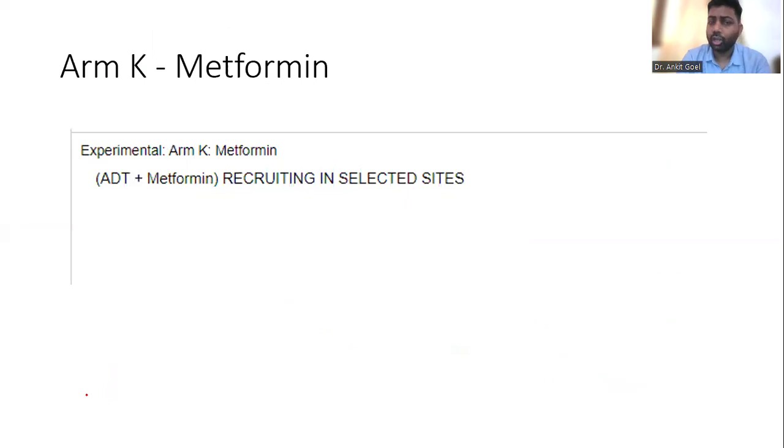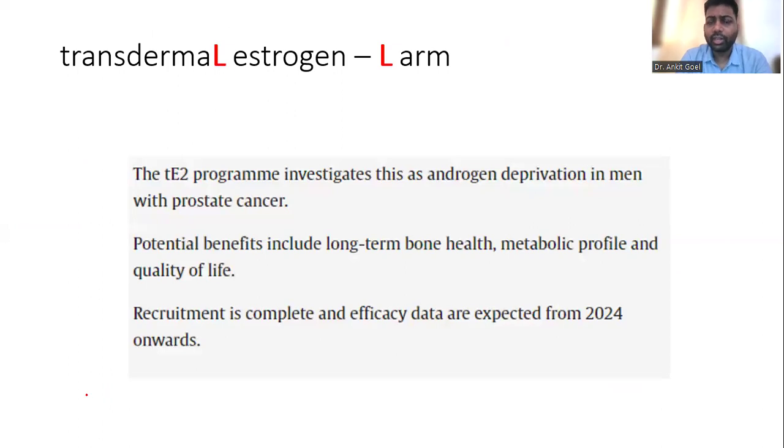The list, that is the arm K metformin, the recruitment is still ongoing. Even regarding the arm L, that is the transdermal estrogen, we are expecting the data by the end of 2024. But the only advantage expected from the transdermal estrogen is a better side effect profile. Okay, we don't expect much side effects in a transdermal estrogen. The oncological efficacy comparing the transdermal estrogen to the standard LHRH agonist is still to be determined. We don't have that data yet. We are expecting the Stampede results of the arms K and L soon.